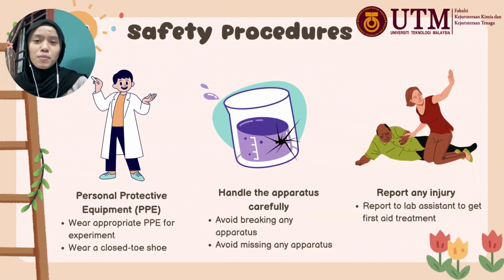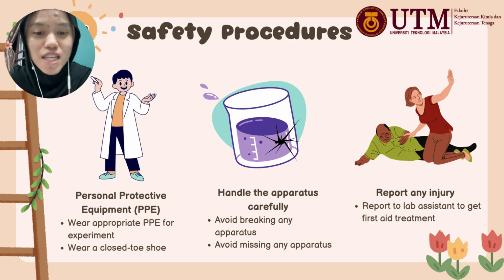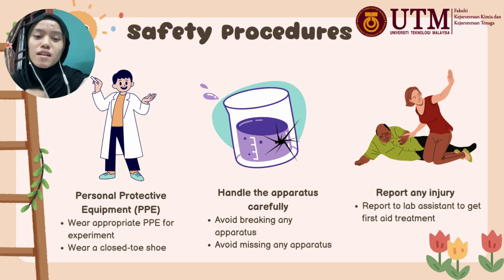Some safety precautions must be taken in this experiment. Firstly, personal protective equipment, PPE. We must wear appropriate PPE for the experiment and wear closed-toe shoes. Then, handle the apparatus carefully. This is to avoid breaking any apparatus and avoid missing any apparatus. Then, report any injury. Please report to the lab assistant to get first aid treatment.